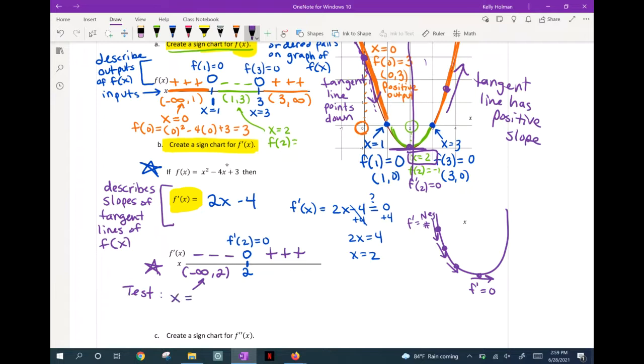Any x value between... okay, 1. William says 1. Oh, Chanel and William agreed. Okay, they both said 1. 1 is definitely between negative infinity and 2.